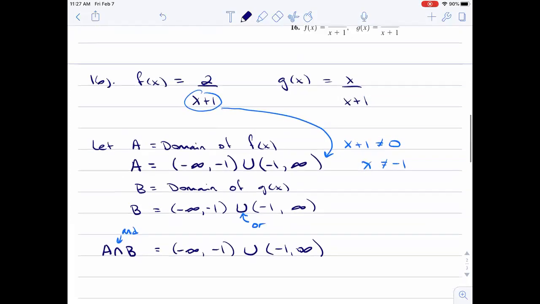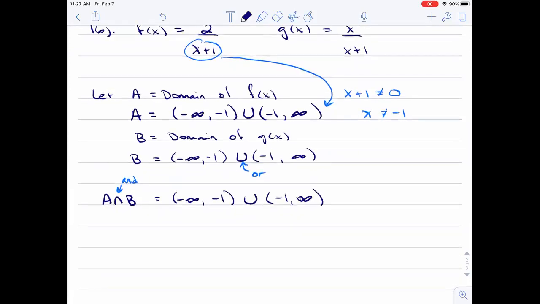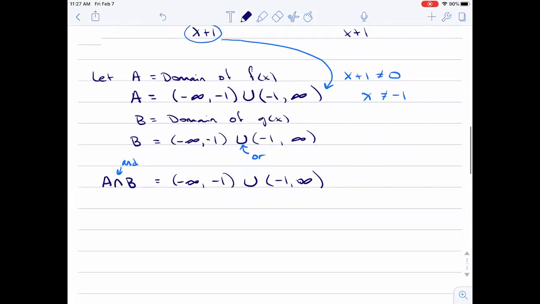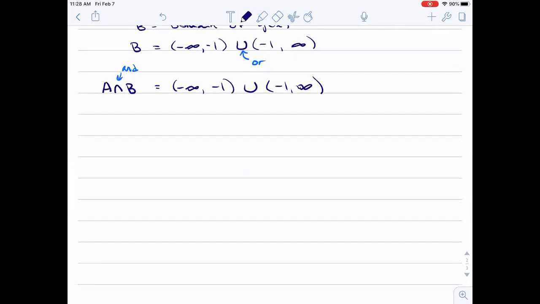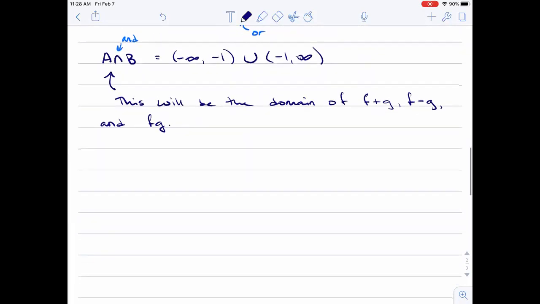So I'll leave it at that, and then once we have a look at f of x over g of x, we can deal with that specific domain. And so this will be the domain of f plus g, f minus g, and f times g. So now we're just going to go ahead and find these things. F plus g of x.